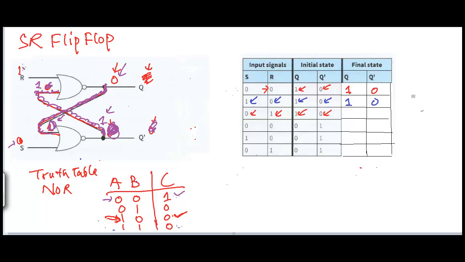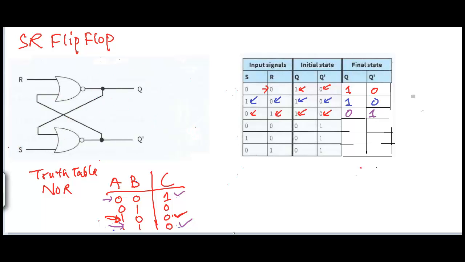So when 1 1 is fed to the NOR gate, the output is 0. This time the new output is 0. So the new output is the same as the old state of Q, right? Previously it was 0, and even now the new output is 0. So because the state of Q is unchanged, we don't need to feed it back. This is the final state of Q, and now this would be the final state of Q bar. So the final state of Q is 0, and the final state of Q bar is 1.